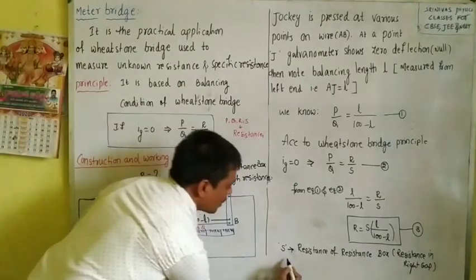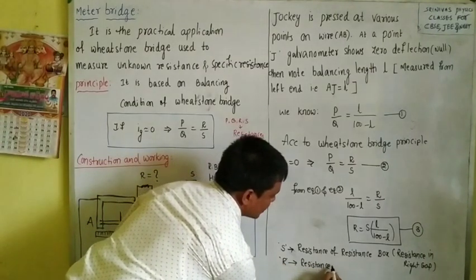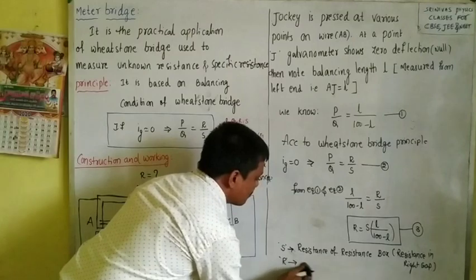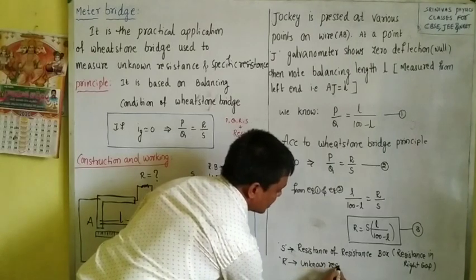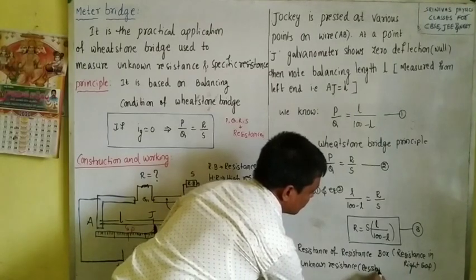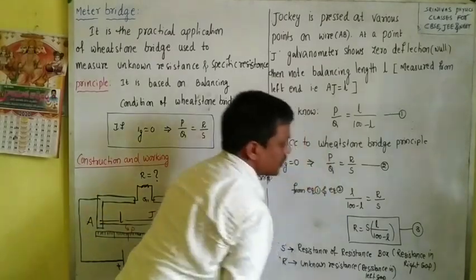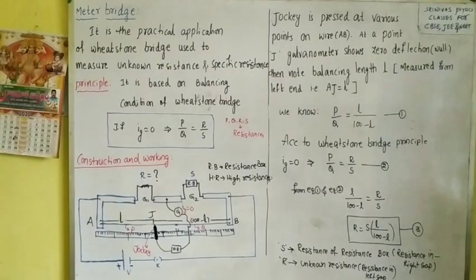R is the resistance that should be measured. That means unknown resistance. We want to measure the resistance. That is the unknown resistance, the resistance in the left gap. S is the resistance in the right gap and R is the resistance in the left gap. What is L in this? L is the balancing length.